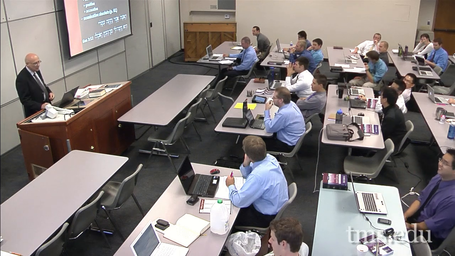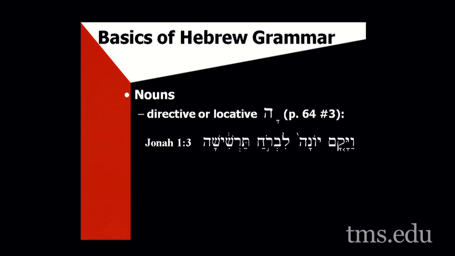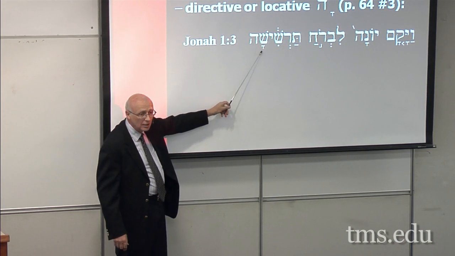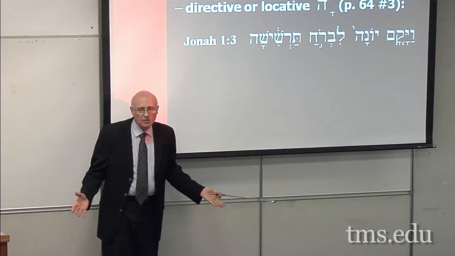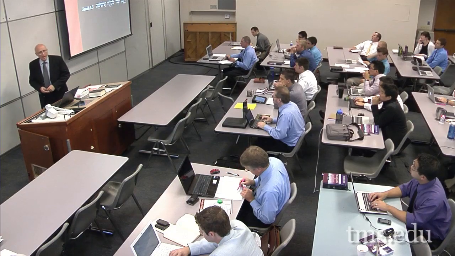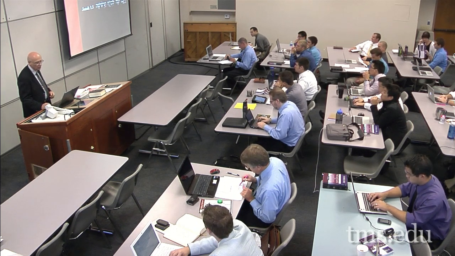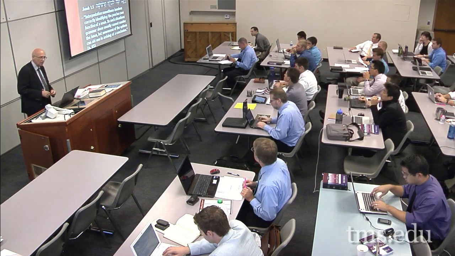Okay. Let's move on a little bit further here. The directive or locative hey on page 64, number 3. He gives here the example from Jonah 1:3, that so Jonah arose to flee to Tarshish. Tarshishah is to Tarshish. This too, by the way, is not to be put in italics because it's here in the text. Just because it isn't a lamed doesn't mean you put it in italics. The inflection of the noun tells you it's there. The meaning is there. The form is there. The word is there. To Tarshish. It's sometimes a locative, sometimes a directive.